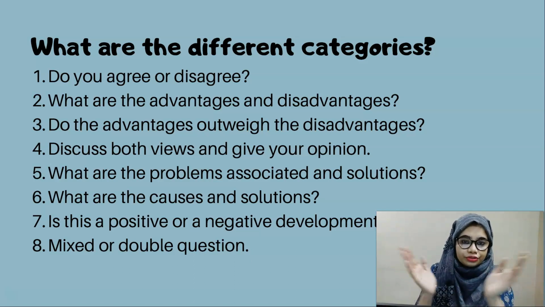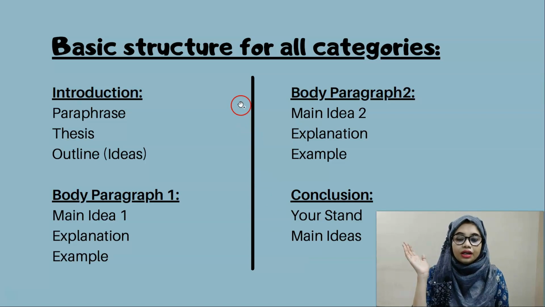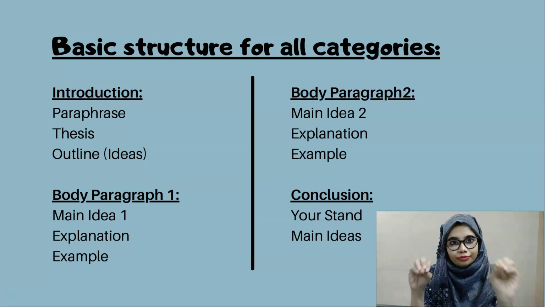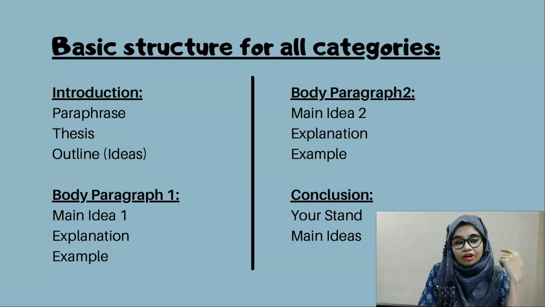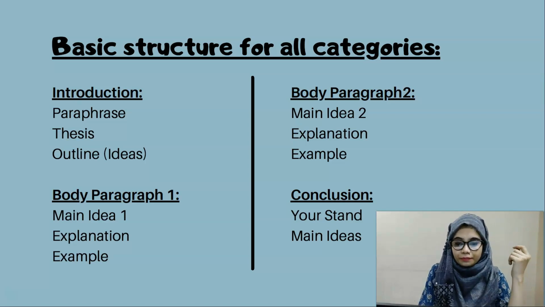So that was the overview for all the categories, and now we are going to go ahead and look into the structures. So the basic structure for all categories. In order to make it very simple in the beginning, I would say that there will be 4 paragraphs. The first paragraph is known as the introduction, then we have body paragraph 1, then we have body paragraph 2, and we have a conclusion.